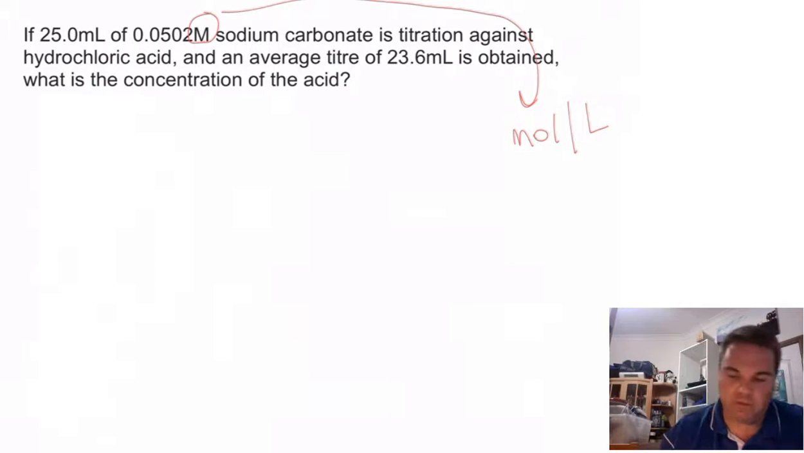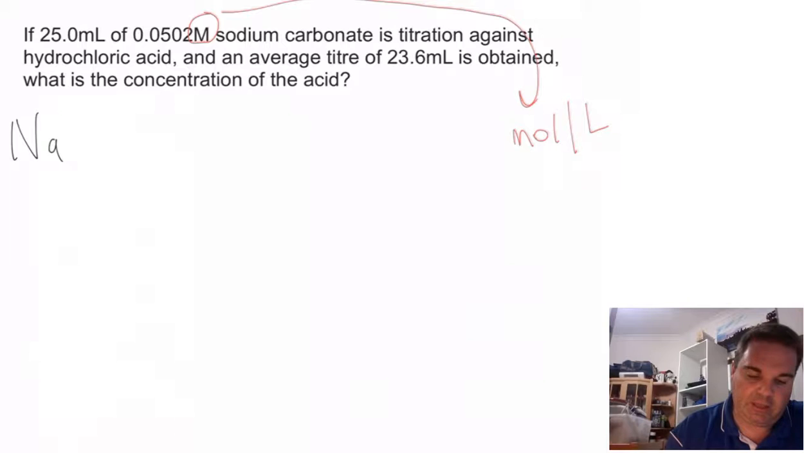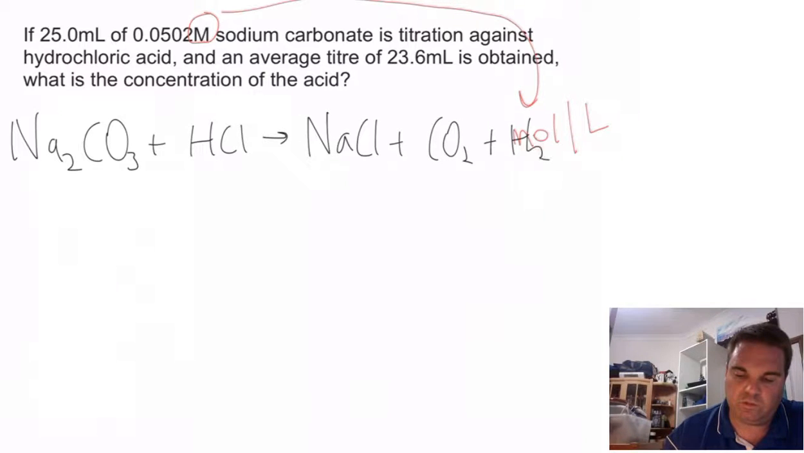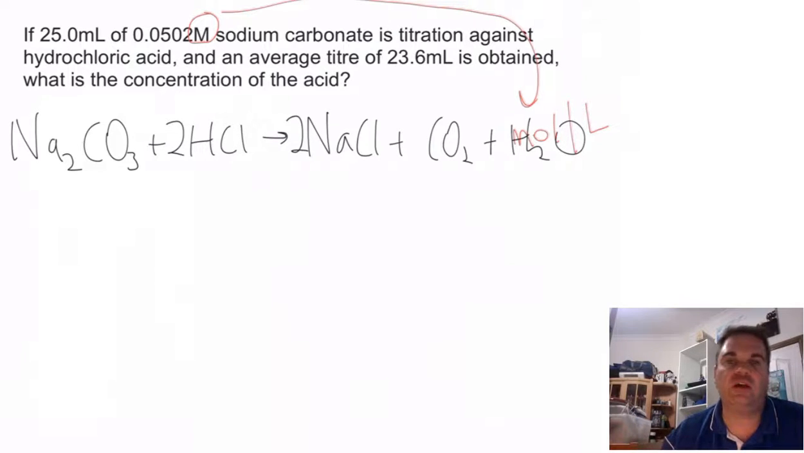So we've got sodium carbonate solution, Na2CO3, and we're reacting that with hydrochloric acid, HCl. Acid carbonate reaction gives us a salt, which in this case is sodium chloride, carbon dioxide, and water. To balance this up, we need a 2 in front of our sodium chloride, and we need a 2 in front of our hydrochloric acid there. Okay, balanced equation, really important.